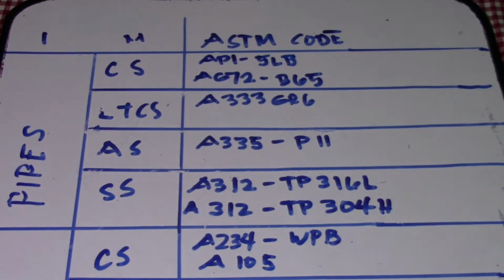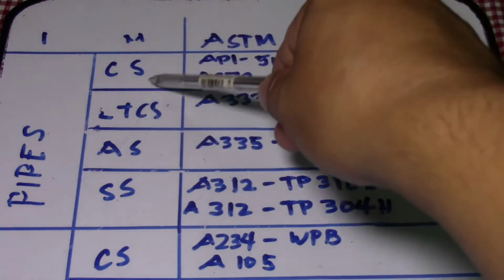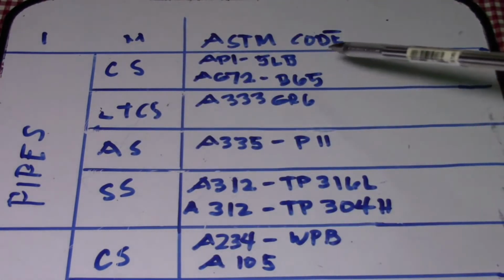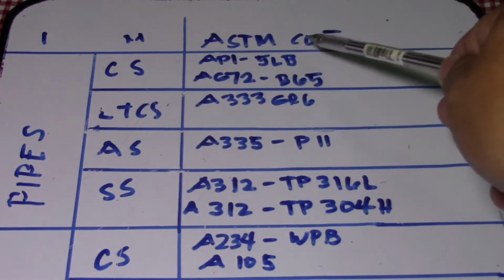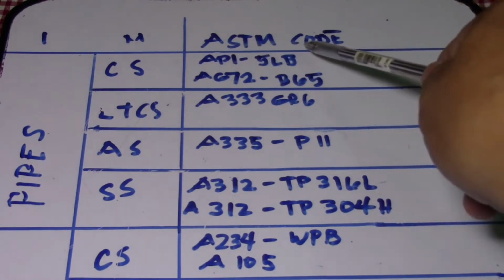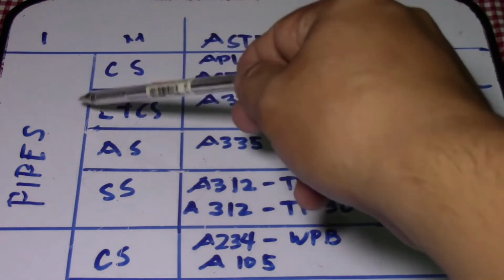So this is the color coding table, and in this table we have the material. We also have the ASTM code. ASTM stands for American Society for Testing and Materials. Now, from this item, we have pipes.